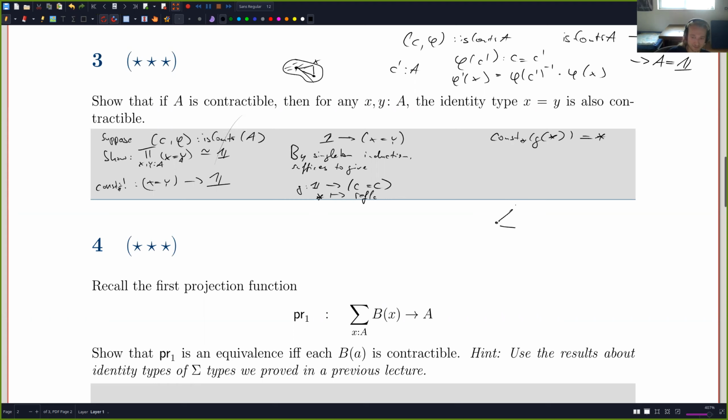You have this composition of paths here, one going this way and one going this way, and then you turn one around, and then you have to prove that this composition is equal to an arbitrary path. So proving that the identity type is equivalent to the unit type is more elegant in this case, because you don't have to take care of explicit paths here. But after path induction, it should really amount to the same thing.